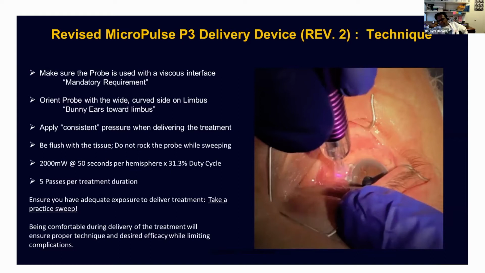But there is one thing I want to caution you about. Because it's much more ergonomic, it can go really fast. My experience is that you need to slow down because the probe is designed so smoothly. I'm not using any lid speculum. All you need is plenty of viscoelastic there, and then go slowly, almost 10 seconds per hemisphere.